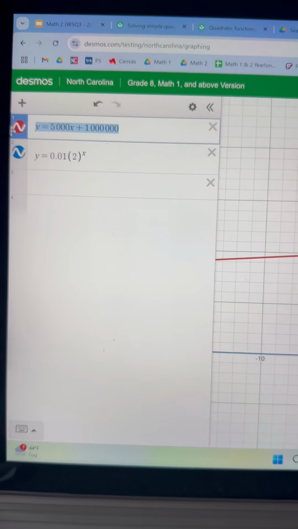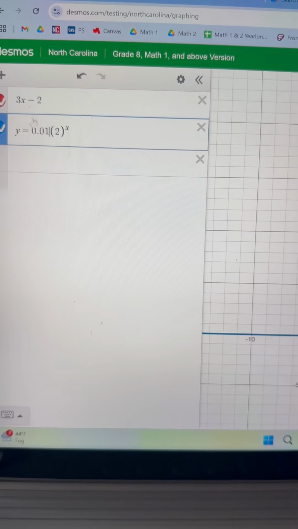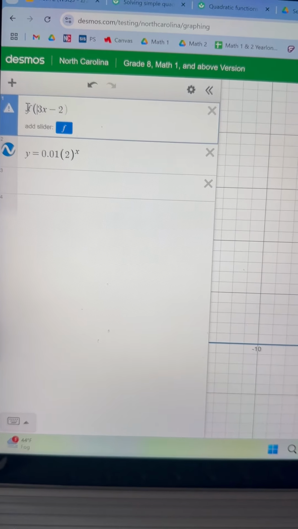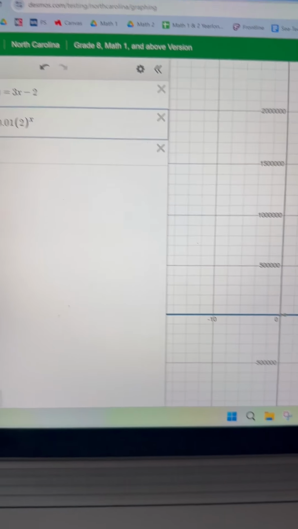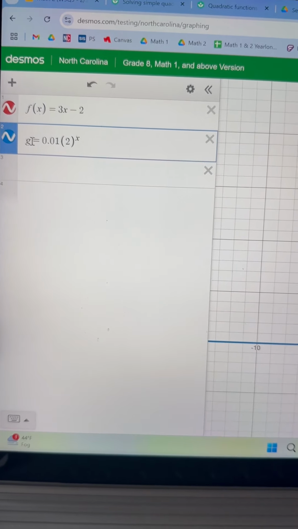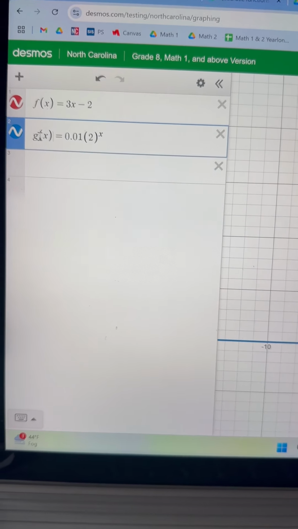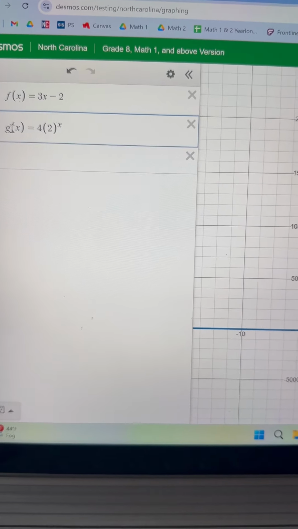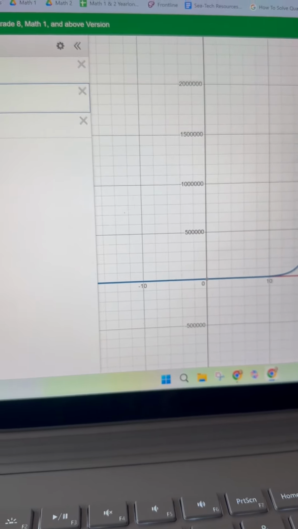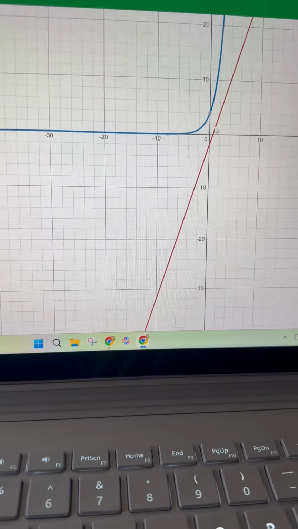They're going to say like 3x minus 2, and we'll go ahead and put f of x. Change our y to g of x. And we'll start with one that looks like that. Okay, so we're going to go back to the home screen here, and we're going to see at what point do these cross.